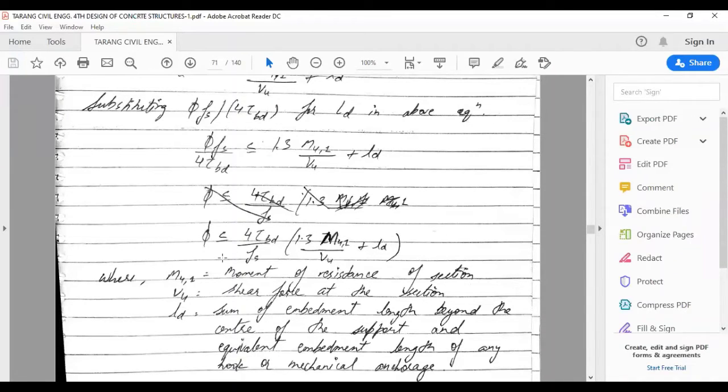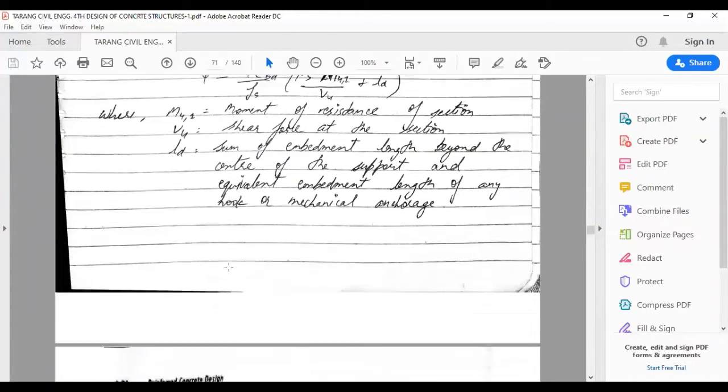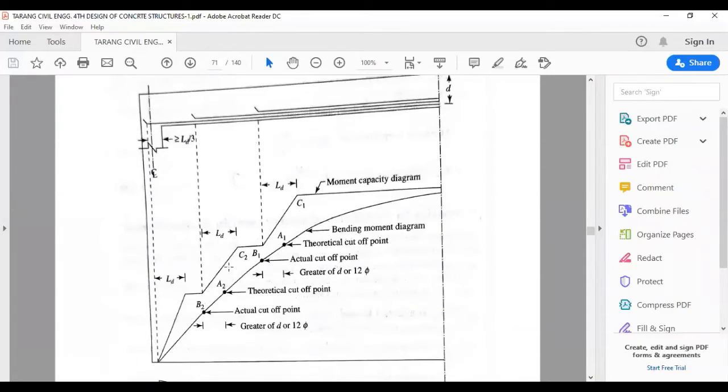Phi should be less than or equal to 4 times tau bd upon sigma s, by transposing the values, and we get this 1.3 M1 upon V plus L0, where M1 is moment of resistance of section, V is shear force at the section, L0 is equal to the sum of embedment length beyond the center of the support and equivalent embedment length of any hook or mechanical anchorage. So we'll move to the diagram. This is how it looks.